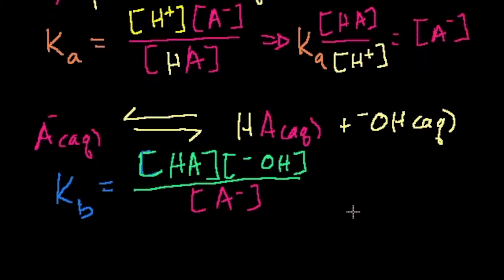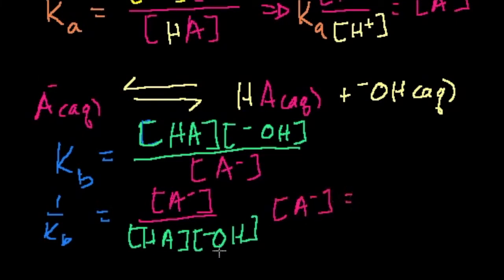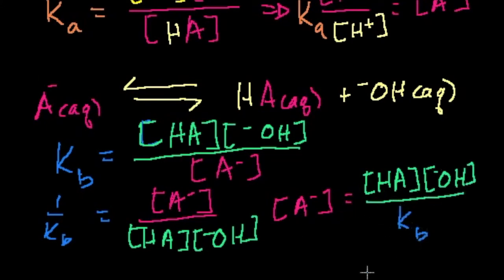And let's do the same thing here, solve for A minus. To solve for A minus here, we might have to do two steps. If we take the inverse of both sides, you get 1 over Kb is equal to A minus over the concentration of my conjugate acid times the concentration of hydroxide. Multiply both sides by this, and I get A minus is equal to my concentration of my conjugate acid times concentration of hydroxide, all of that over my base equilibrium constant.